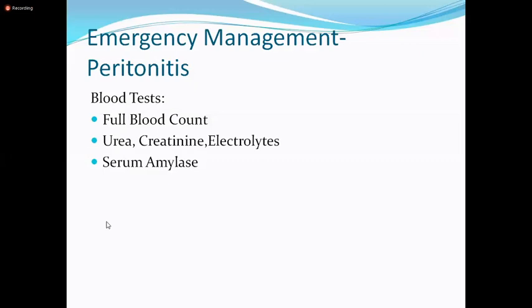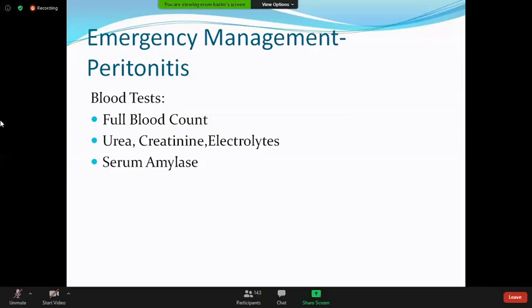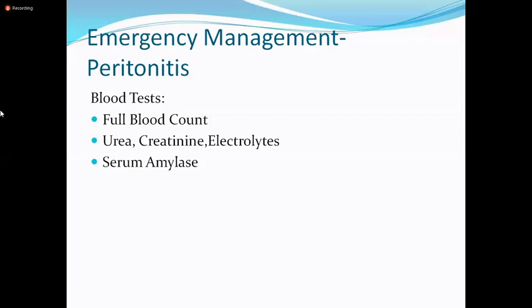Yes, there would be raised TLC, that is leukocytosis would be present. Then request urea, creatinine and electrolytes. As these patients are dehydrated, urea and creatinine might be raised and electrolytes would be disturbed. You also have to send blood for serum amylase to differentiate it from pancreatitis. Serum amylase could be raised in some other abdominal conditions as well.